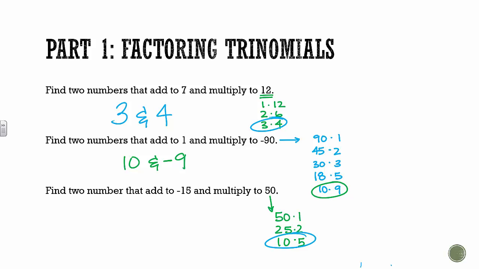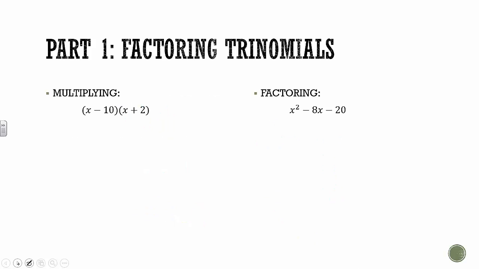So the numbers that are going to do that are 10 and 5, and we have to make both of them negative. Two negative numbers, remember, multiply to make a positive number, but they would still add to make -15. So keep this skill in the back of your mind, because we will definitely need it for the rest of this chapter.